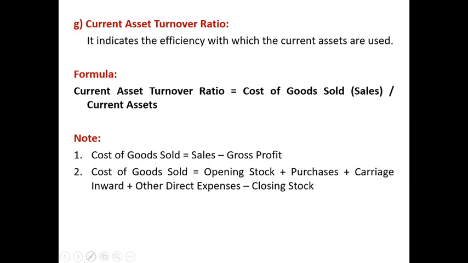Next, current asset turnover ratio. This ratio indicates the efficiency with which the current assets are used. How efficiently current assets are utilized in the organization, we can come to know with the help of the current asset turnover ratio. The formula for this is cost of goods sold, or if it is not given, we can take sales, divided by current assets. So already we have discussed how to calculate the cost of goods sold.